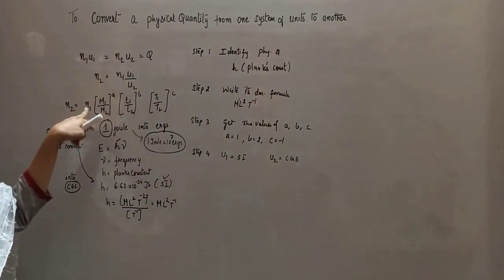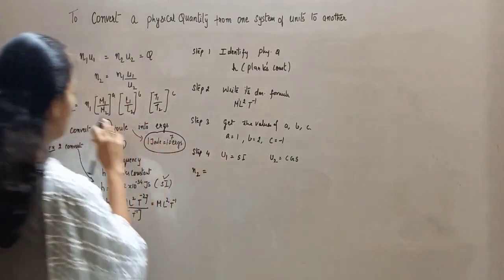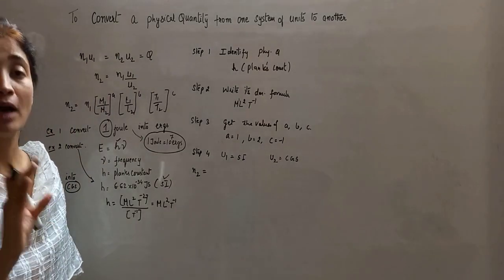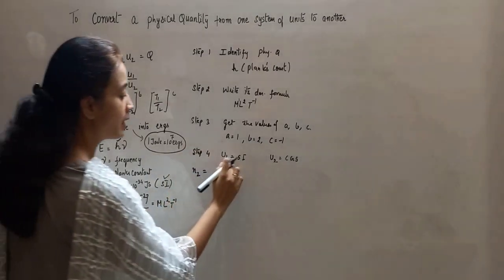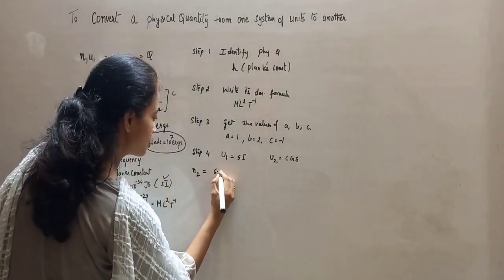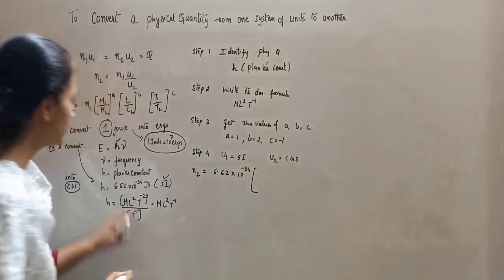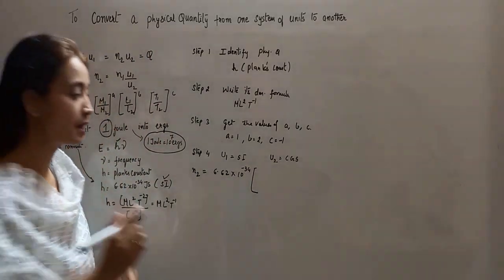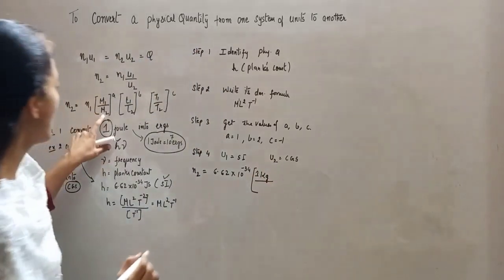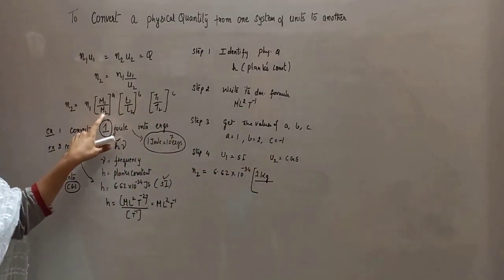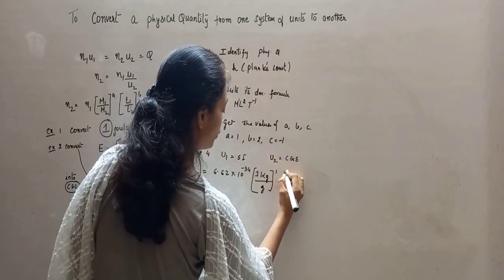Now I will directly substitute in this formula. I want the numerical value in CGS units, that is N2, and N1 is the numerical value of Planck's constant in the first system. What is the first system? The given system. So in the given SI system, its numerical value is 6.62 into 10 to the power minus 34. After that, M1, the mass in the SI system, is in kilograms, 1 kilogram, divided by M2, the mass in CGS, which is grams, raised to the power A, whose value is 1.